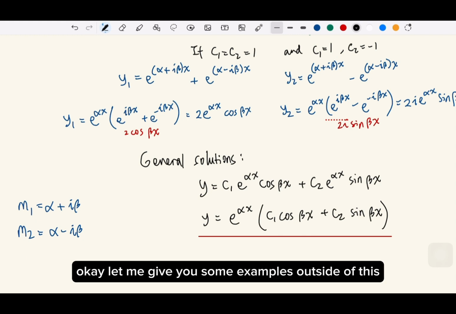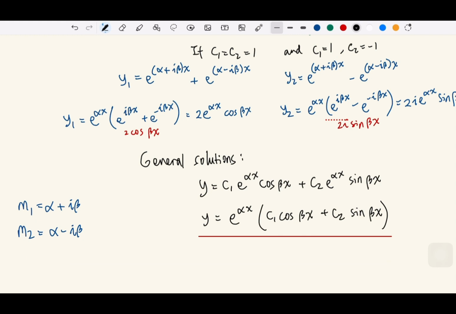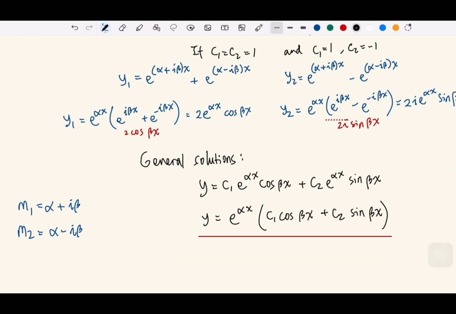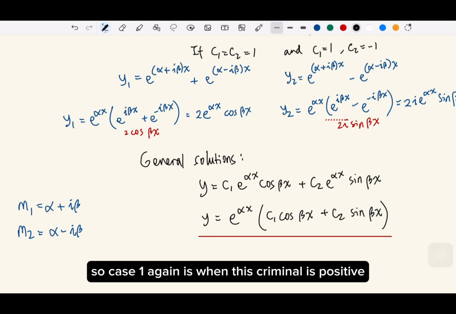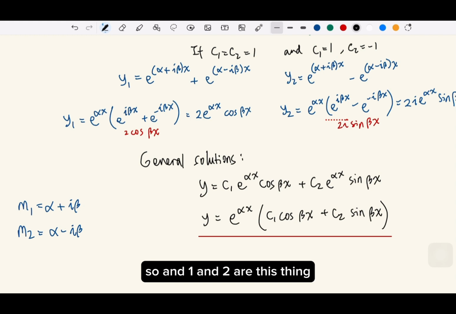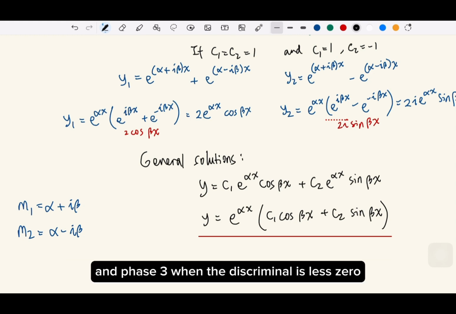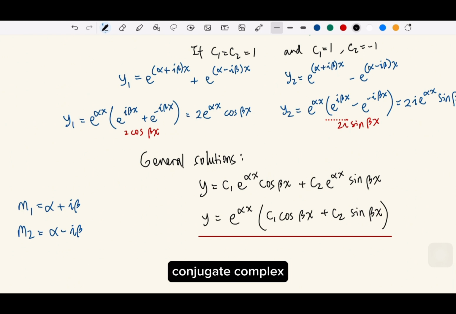Okay, let me give you some examples after this, examples that represent case 1, case 2, and case 3. Case 1, again, is when the discriminant is positive, so m1 and m2 are distinct. Case 2, when m1 is equal to m2, we have repeated roots. And case 3, when the discriminant is less than 0, which means we are going to have a conjugate complex.